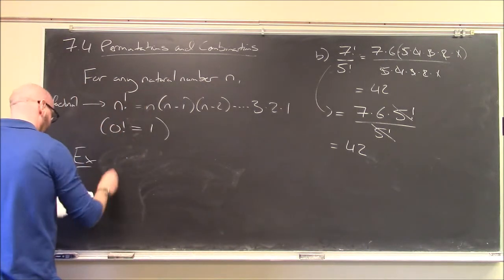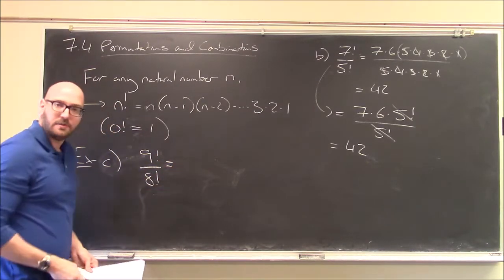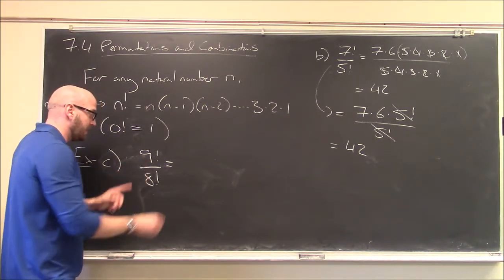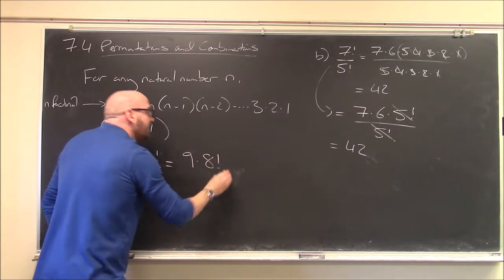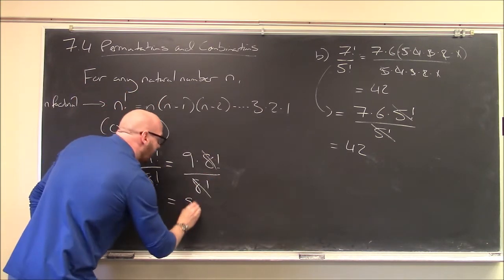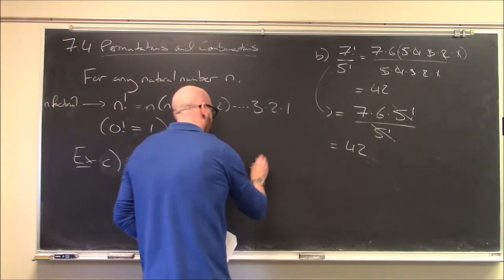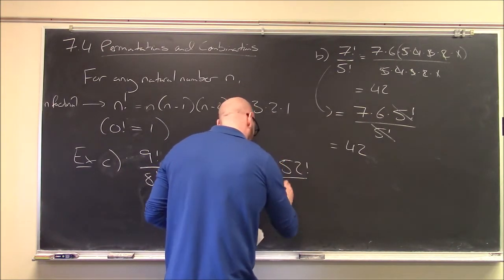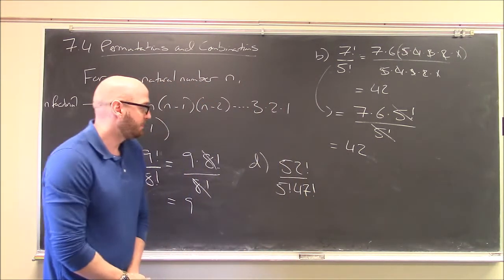How about example C? So 9 factorial over 8 factorial. And once again, I'm going to do the exact same trick here. I'm going to count out until I get to the smaller number. So 9 factorial is 9 times 8 factorial, over 8 factorial. So those cancel, and this works out to just be 9. And we'll just do one more. D, 52 factorial over 5 factorial times 47 factorial.